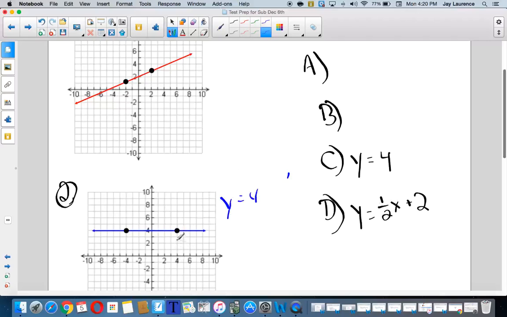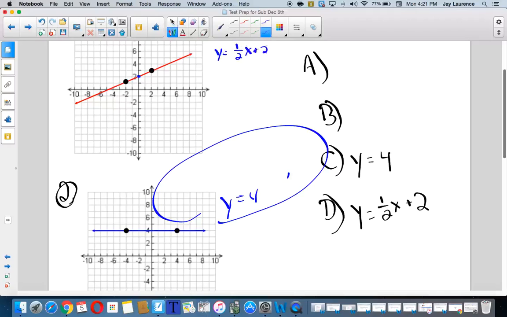Oh, by the way, where are the coordinates? Let's see, that's 4, 4. That's 3, 4. That's 2, 4, 1, 4, 0, 4, negative 1, 4, negative 2, 4, negative 3, 4, negative 4, 4, negative 5, 4, negative 6, 4. Did you hear it? I said 4 on every y coordinate. That's why the equation is y equals 4, because the y coordinate has to be 4 every single time. Yeah, that's the horizontal line. This one here must be y equals 1 half x plus 2, but let's test it. Y-intercept of 2, check. Slope, rise 1, run 2. There you go. Y equals 1 half x plus 2.